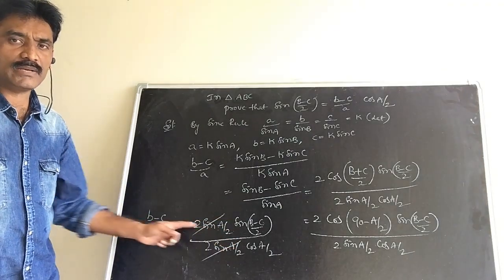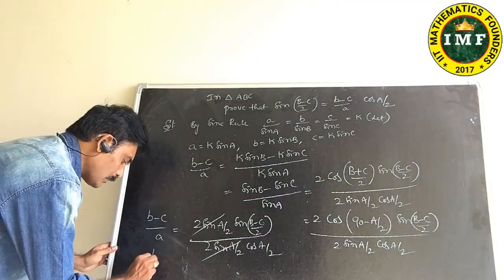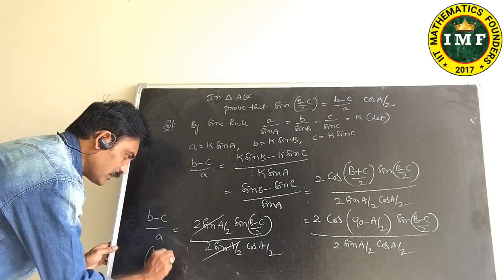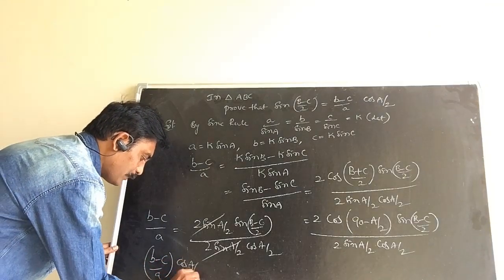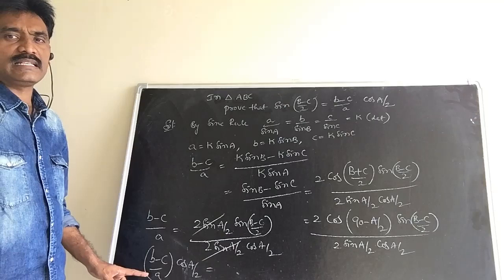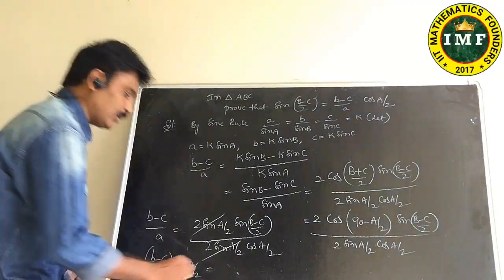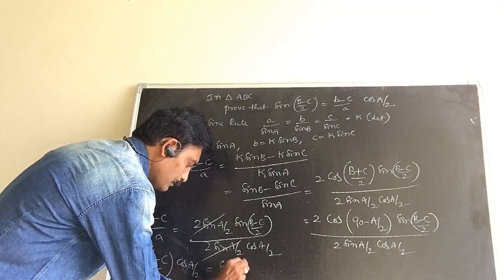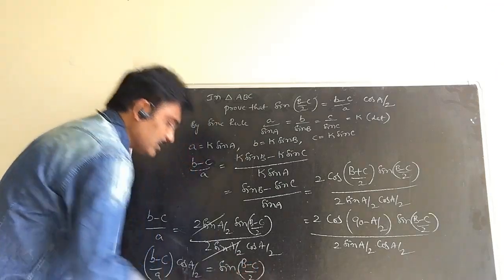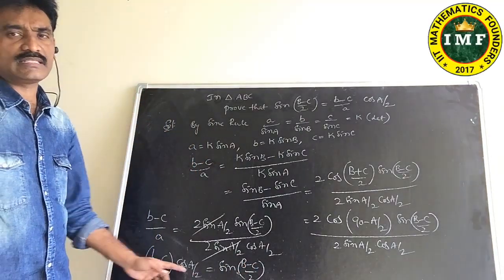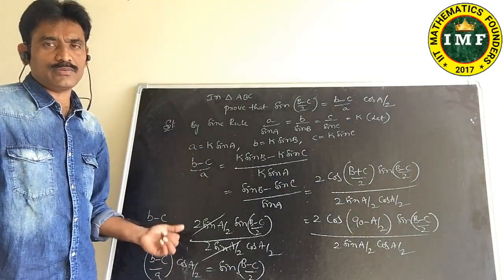By doing cross multiplication, what we can get? (b minus c) by a into cos a by 2 equal to sin (b minus c) by 2. Like this, we can solve this sum by using sine rule.